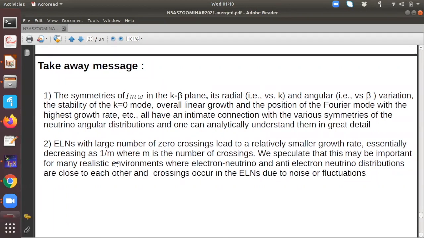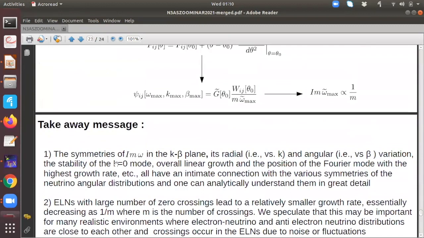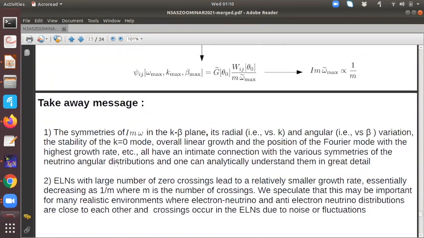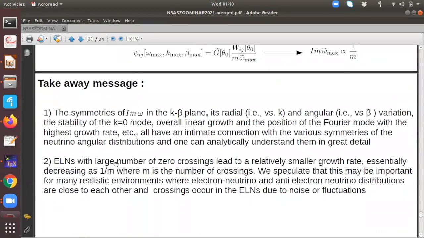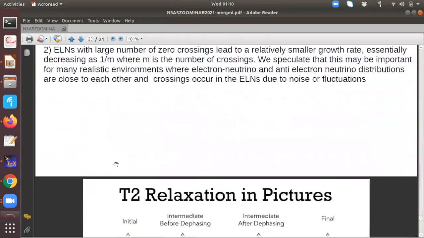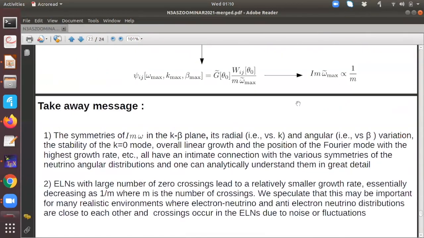And due to this suppression, the flavor conversion in the linear regime can be highly suppressed, and this can have important signatures in neutrino astrophysics. So basically, I guess I am done.